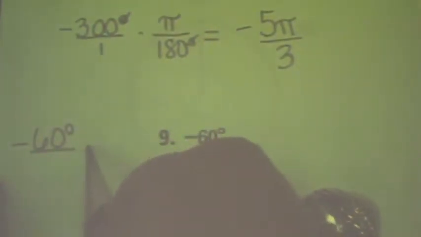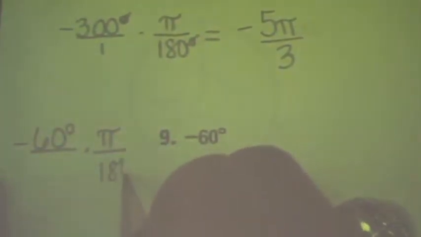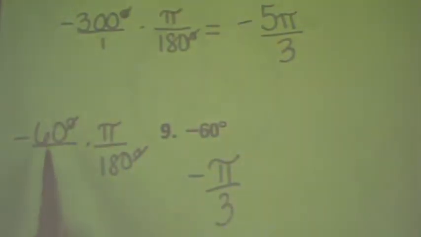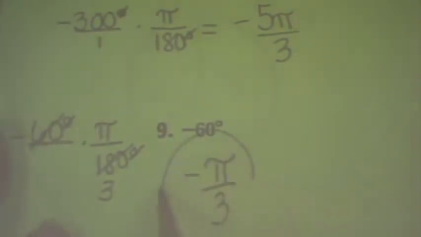Number 9, you're going to have negative 60 degrees. You're going to multiply by pi over 180. So the degrees cancel. 60 goes into 180 3 times. So your answer is negative pi over 3. Number 10 is 160 times pi over 180. You should get 8 pi over 9. And number 11, 20 times pi over 180 is pi over 9.